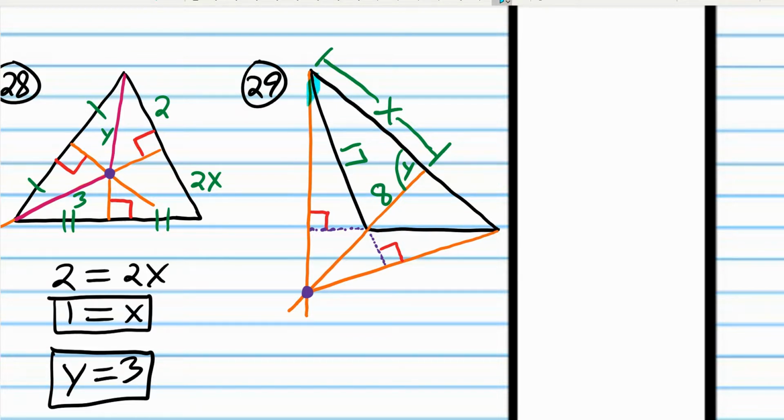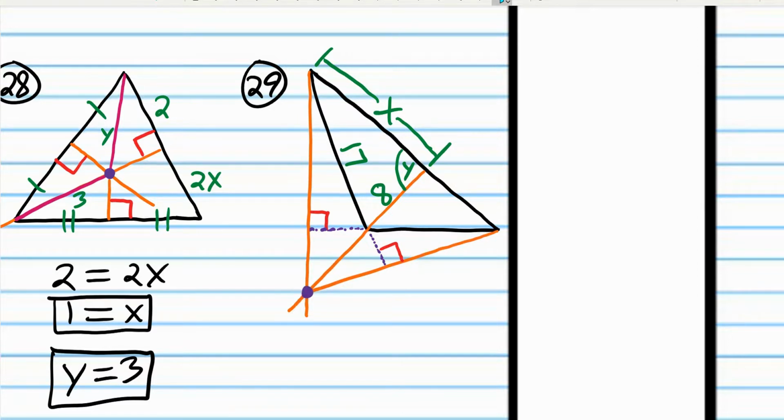With the same logic, if we use this as the base, then this would be the top vertex, which must be an altitude because it extends all the way down to a segment coming from the base and is perpendicular to it again. So what that means is this is a segment containing the altitude, and this is a segment containing the altitude. So because they meet at this point, that's the orthocenter.